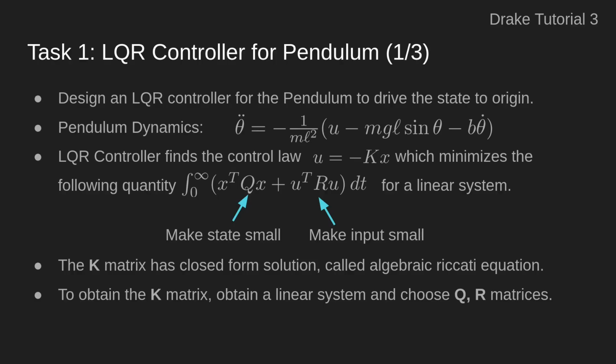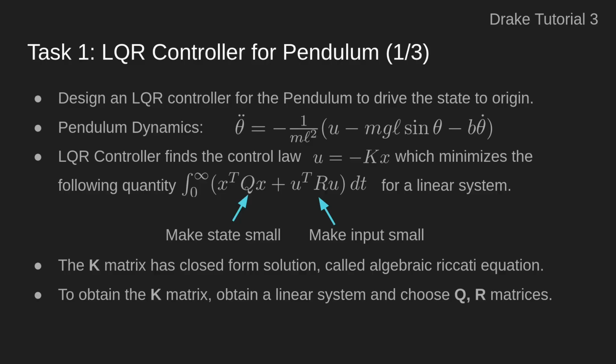The term x transpose Qx is the penalty for having a state away from 0, while u transpose Ru is the penalty for having a large input. By tuning the Q and R matrices, you can adjust which states and inputs you want to penalize more or less. It turns out that the optimal control law is given by u equals minus Kx, where K is just a constant matrix, which is rather surprising.